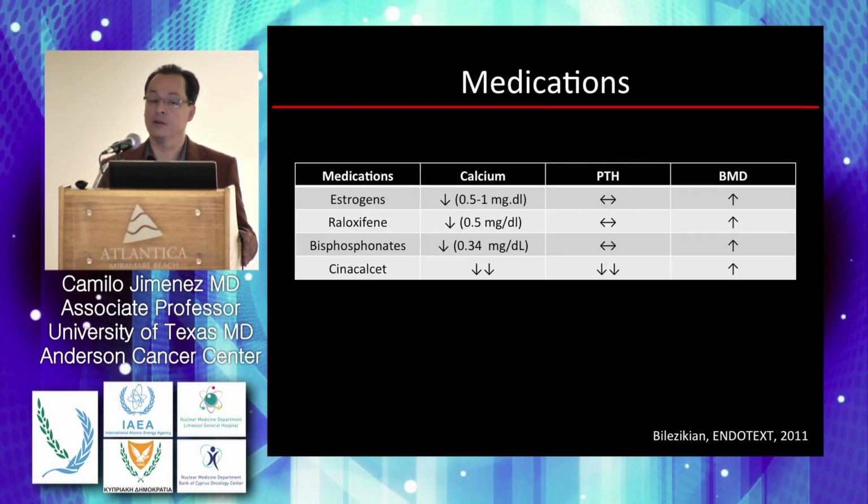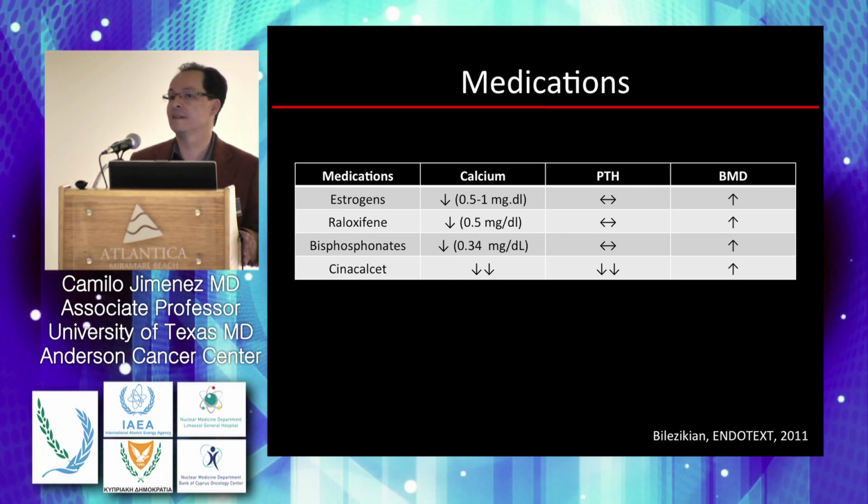In order to protect the organs, we have medications that will work in bone tissue, and they include the estrogens, raloxifene, and bisphosphonates. All of them are anti-resorptive agents. They may be able to lower the calcium levels mildly, maybe by 0.5 to 1 milligram per deciliter. They don't have any action on parathyroid hormone, but over time they may increase bone mineral density, and perhaps they decrease the rate of fractures in patients with this disease.